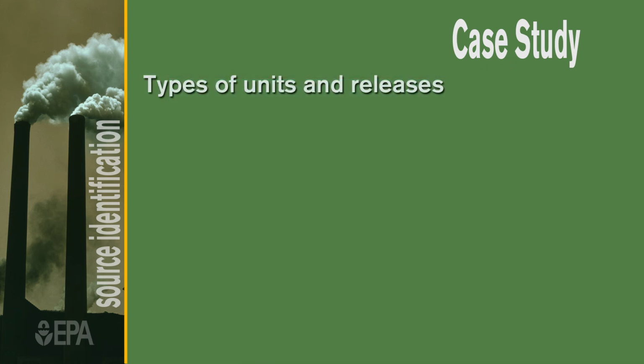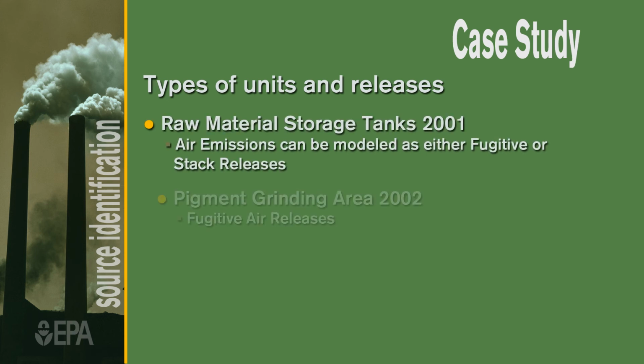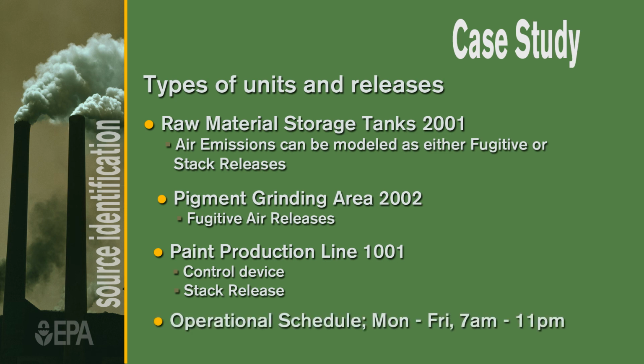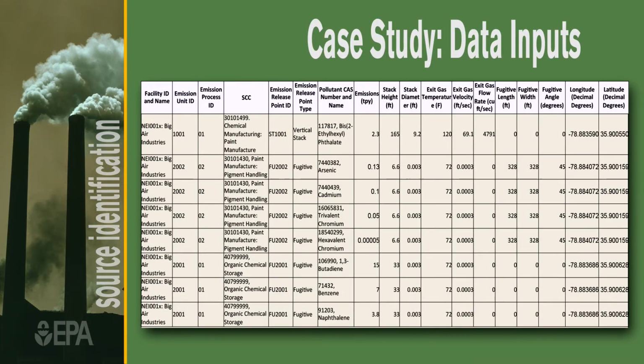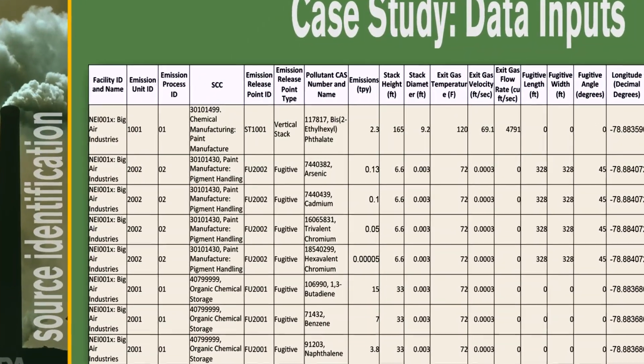So within the case study, we have the raw material storage tanks in 2001, we had the pigment grinding in 2002, and we had the paint production line 1001. It has a control device, and that's a stack release. The schedule, it operates Monday through Friday, 2 shifts, 7 a.m. to 11 p.m.